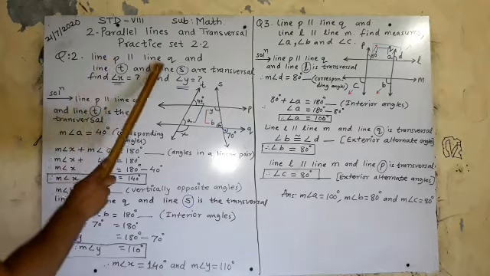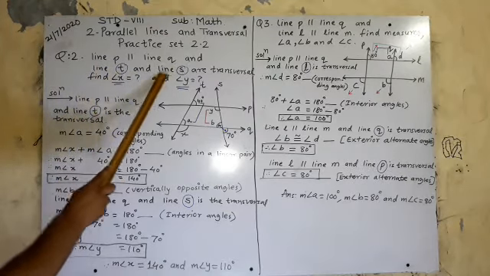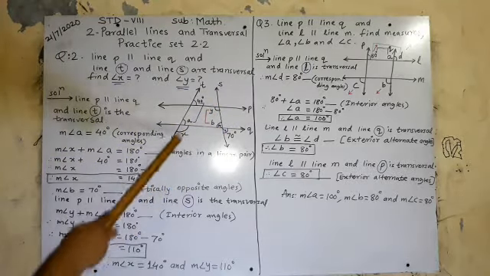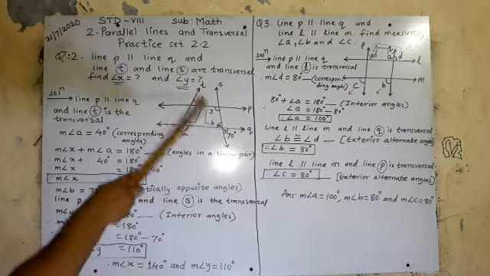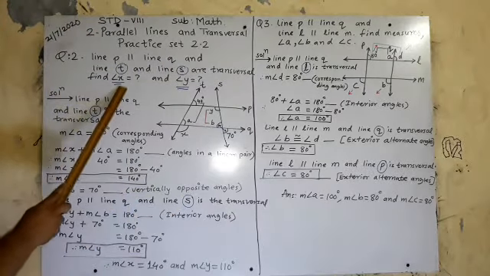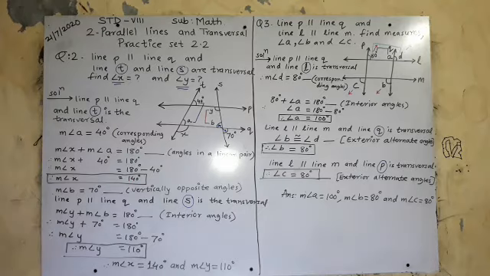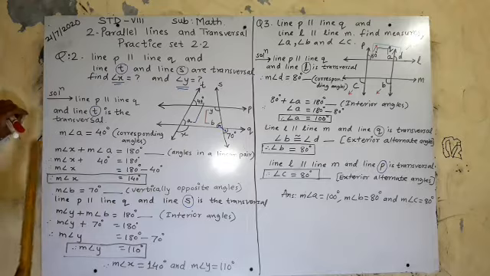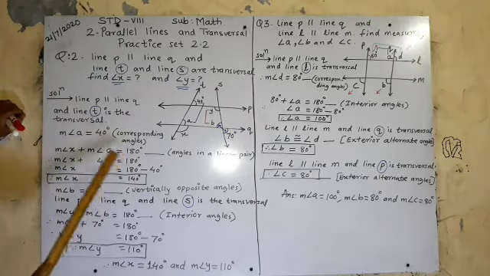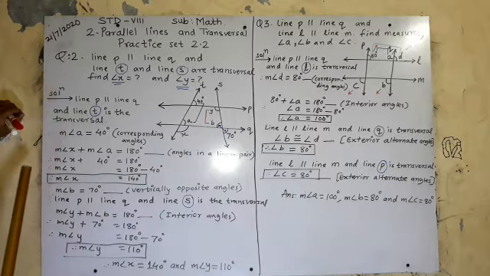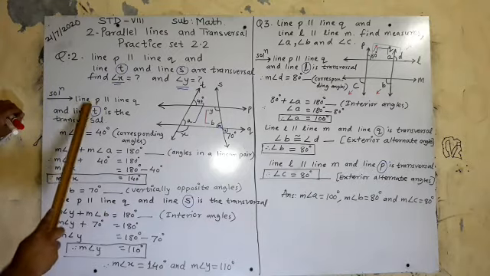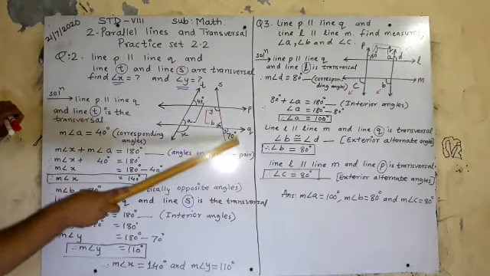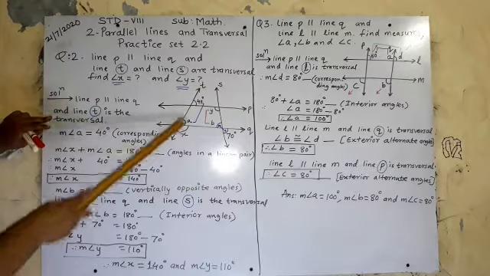Okay, so line P is parallel to line Q, and line T and line S are transversals. As we can see, line P and line Q are two parallel lines, and line T and line S are two transversals. We have to find angle X and angle Y. Is it clear? So how to write the solution? Students, please look at the figure very carefully. I have used color markers to make the properties of two parallel lines clear. Now see, line P is parallel to line Q, and line T is a transversal.